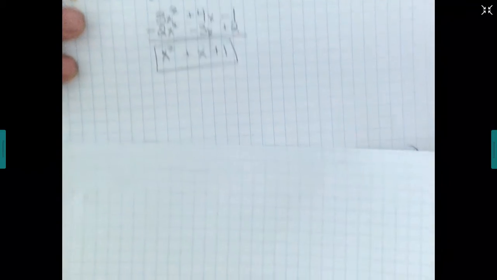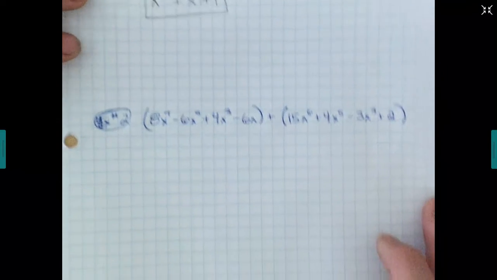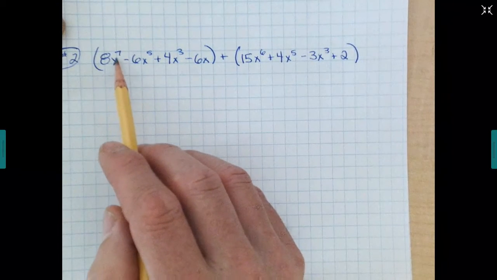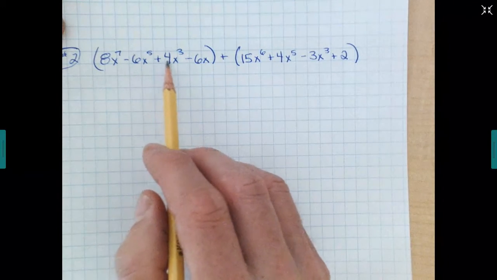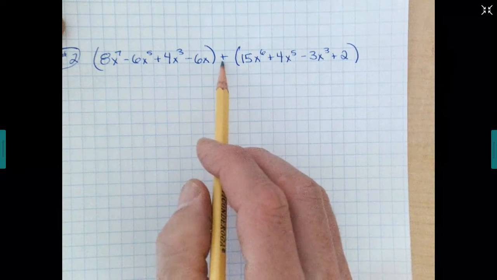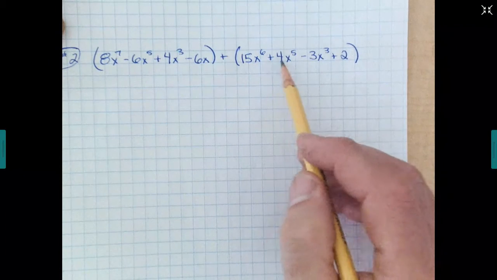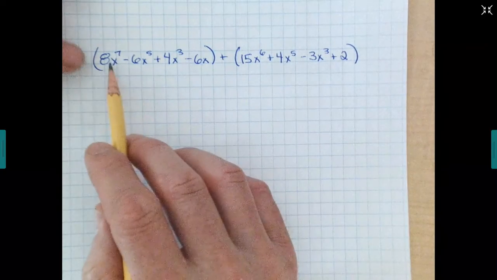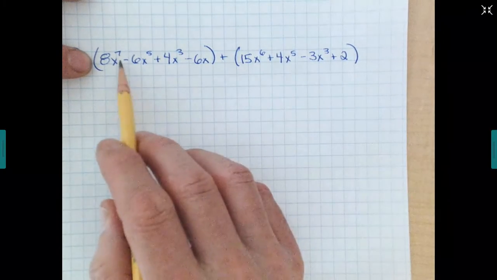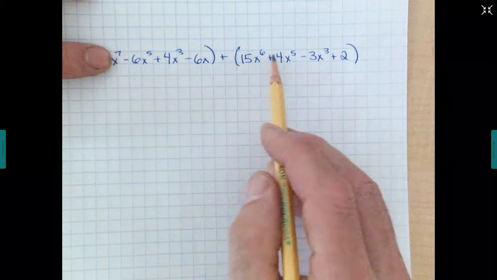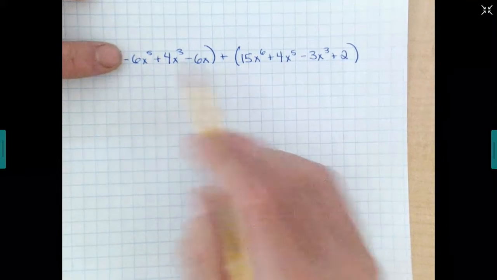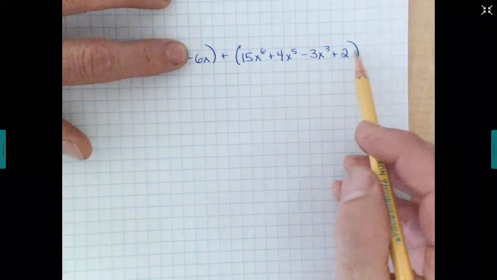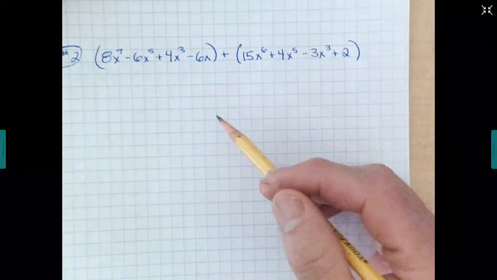What do you mean? Well, let me give you an example. Here's one. I've got 8x to the 7th minus 6x to the 5th plus 4x to the 3rd minus 6x, plus 15x to the 6th plus 4x to the 5th minus 3x to the 3rd plus 2. Well, you can see I have a lot of unlike terms. There's no 7 over here. There's no 6 over here. They do share a 5. They share a 3. There's no single x over here, and there's no plain number over here.